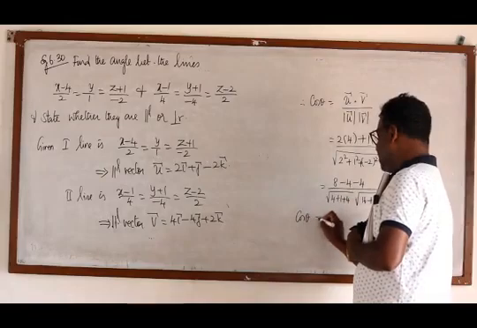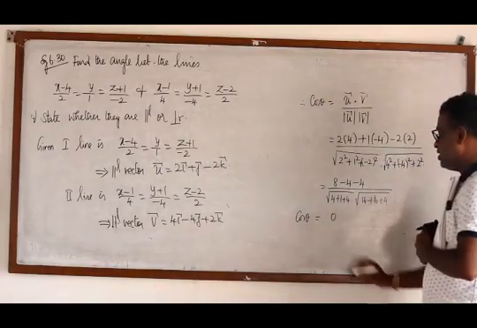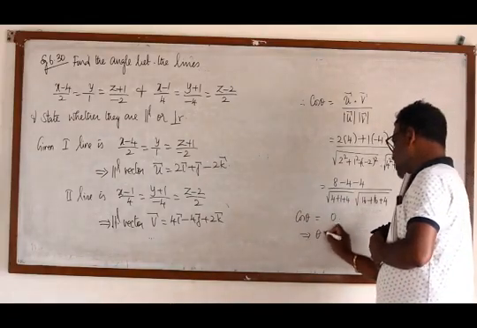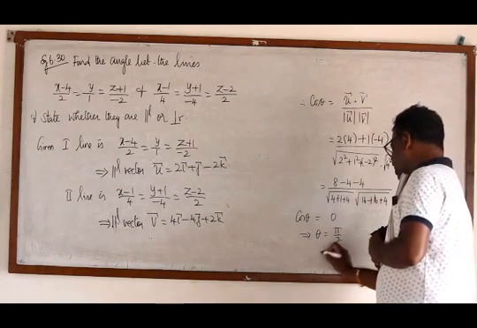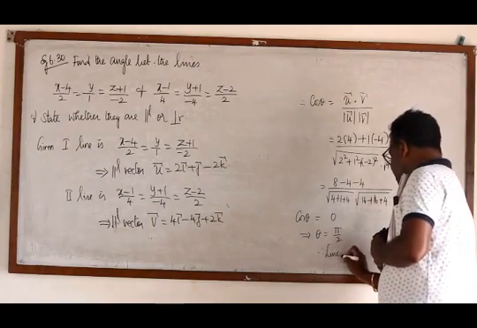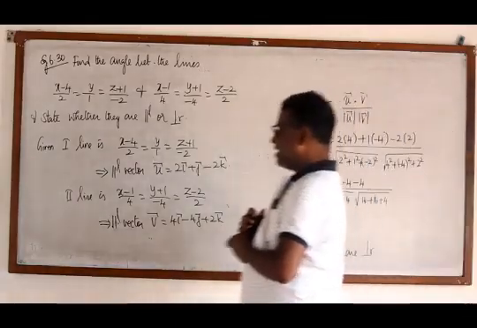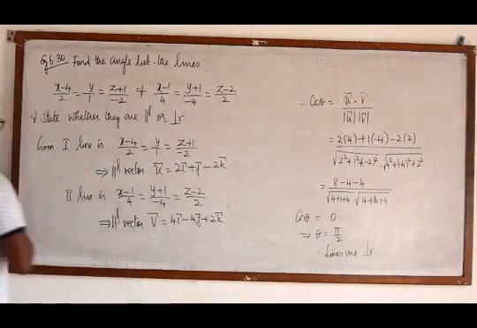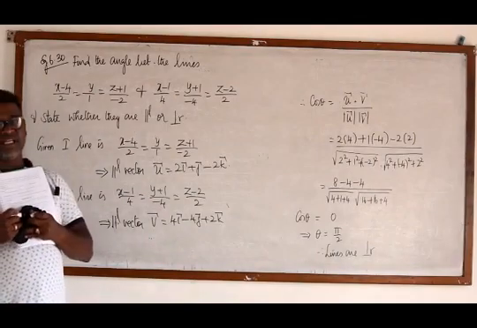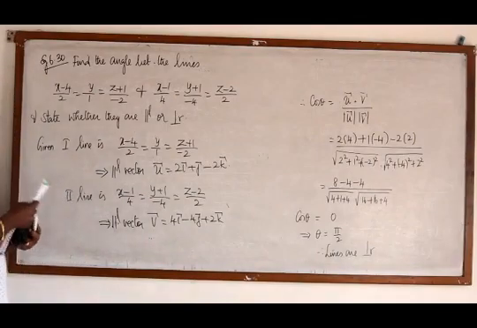So cos theta equal to 0 by anything is 0. This implies theta is 90 degrees. That means the lines are perpendicular. So cos theta is 0 means we know theta is 90 degrees. If theta is 90, then we know the lines are perpendicular.